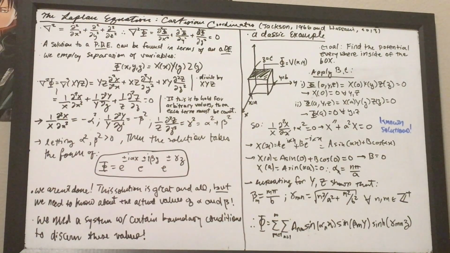Once again, this is good. We have some sort of idea of what our function should look like in general, but we don't know what alpha is, and we don't know what beta is, we don't know what gamma is. We need to solve for what those values could possibly be, and in order to solve for what those constants might actually end up being, we need to be able to apply some sort of boundary conditions.